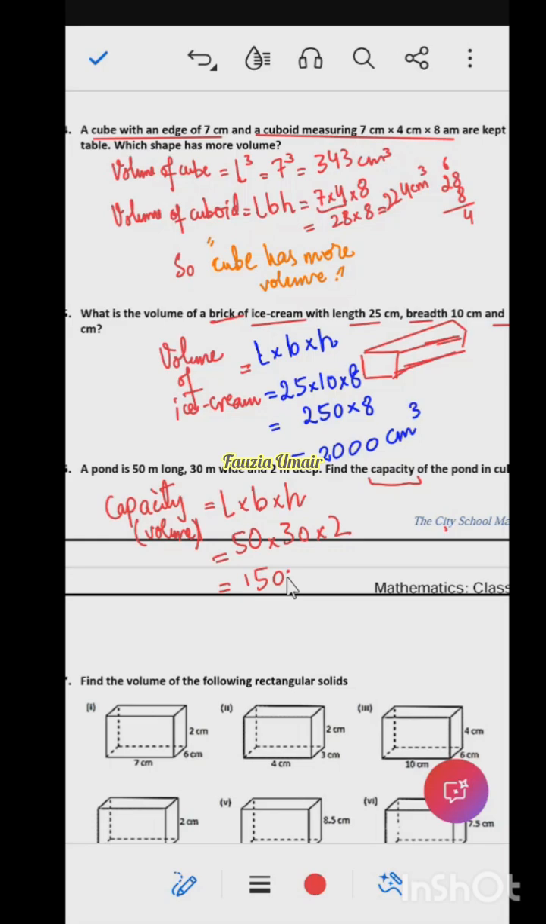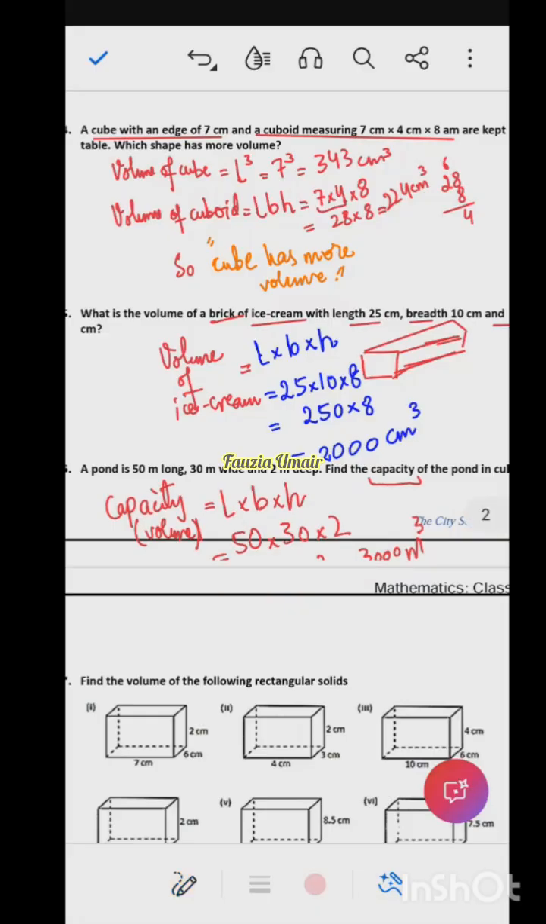1500. है ना? And what is 1500 into 2? What is double of 1500? Ma'am, 3000. 3000 unit would be meter cube, because this is meter now. ठीक है बेटे?